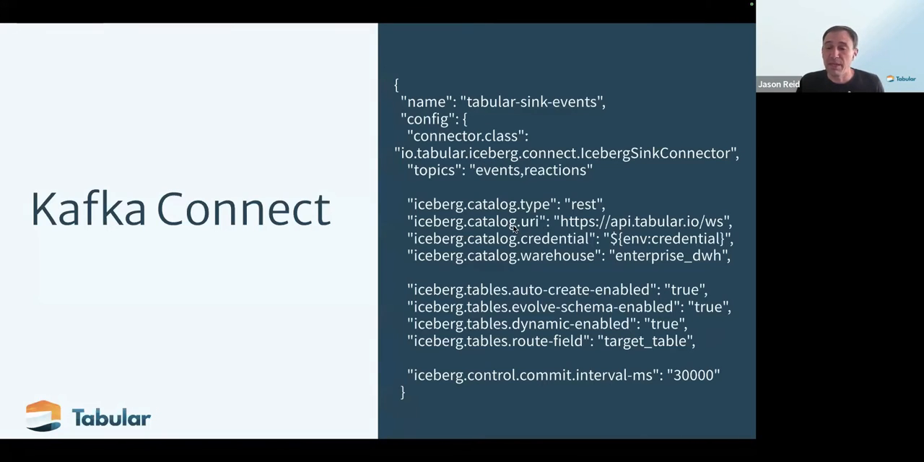We're saying this is a REST catalog type. This is going back to the fact that Tabular's catalog is just an open source Iceberg REST catalog. You point at the Tabular endpoints. You provide authentication through a credential, and you tell it which warehouse you want these tables to be created on the Tabular side. And then a few other really nice properties for auto creating tables, evolving schemas, being able to fan out, so you can have a single Kafka stream that fans out to multiple target Iceberg tables.